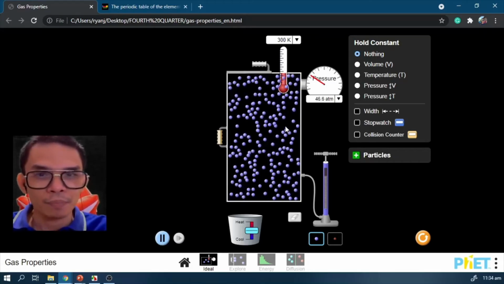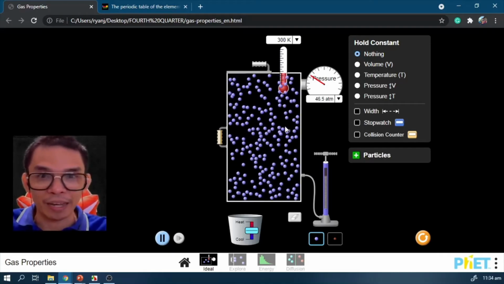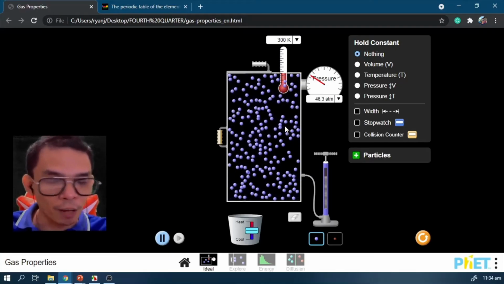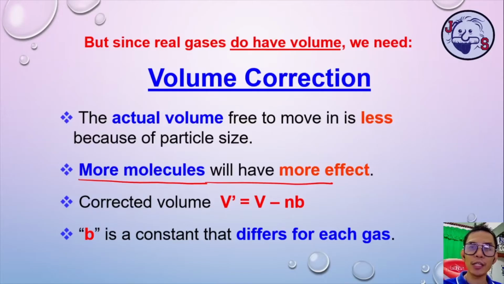So more is better in terms of volume that we have right there. That is why the corrected volume that we have right here is V minus nB.